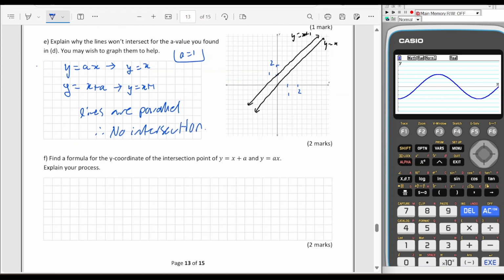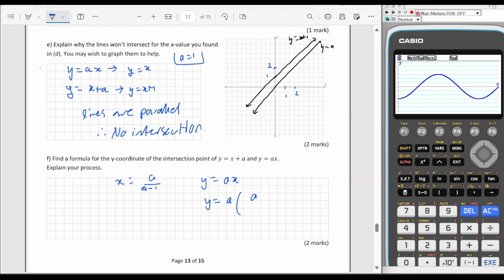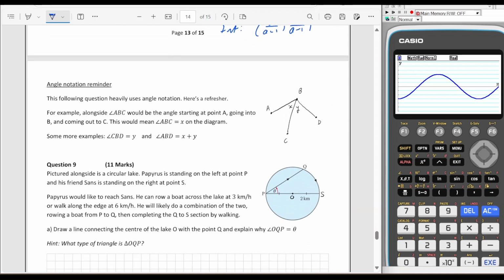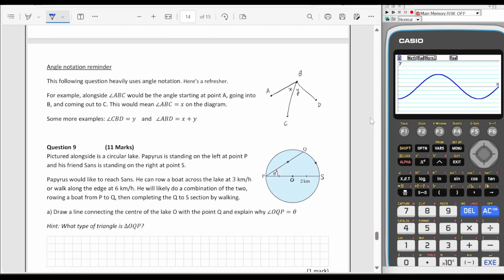Find a formula for the y coordinate. So x was a over a take 1. And to get the y value, we're going to use ax is probably going to be easier. So there it is. And then we can just plug in the x value. So that's a, and then it's a over a take 1, which is a squared over a take 1. So that would be the y value of the line. So the actual point of intersection is a over a take 1 and a squared over a take 1. Beautiful.